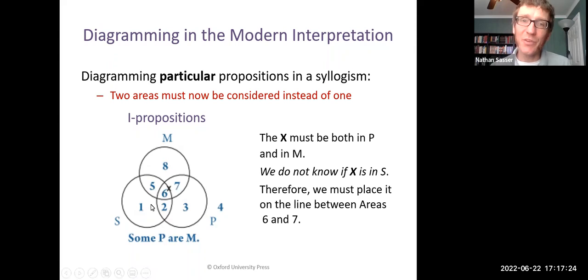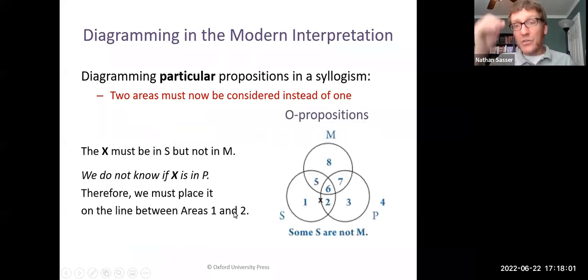That means you have to put the X on the borderline between those 2 sections, 6 and 7. What that's saying is that the something this statement is talking about could be in either one or both of these areas. We don't know whether the some P that are M are also S, because if they're also S, that means they're in the 6 area, or whether they're not S. And if they're not S, they're in the 7 area, or whether there's some of both.